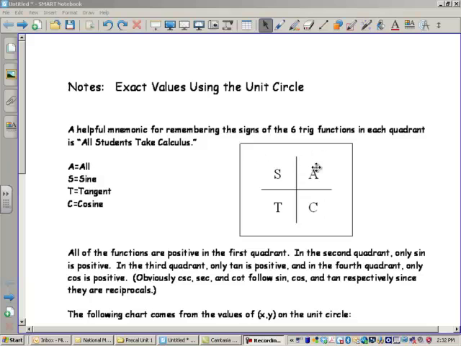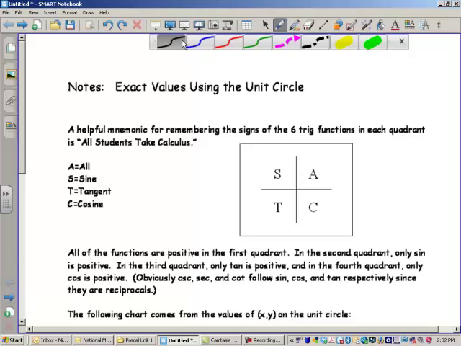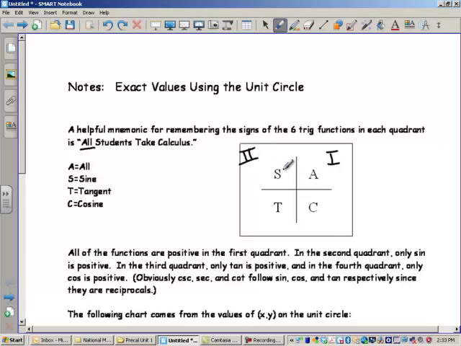And this first one is in these quadrants that will help you with whether or not sine, cosine, tangent are positive or negative in those quadrants. So looking at this box over here, this is quadrant 1, and all of our trig functions are positive. So the A stands for all. Every trig function is positive in quadrant 1. In quadrant 2, the only trig function that is positive is sine. Tangent and cosine are both negative in quadrant 2.